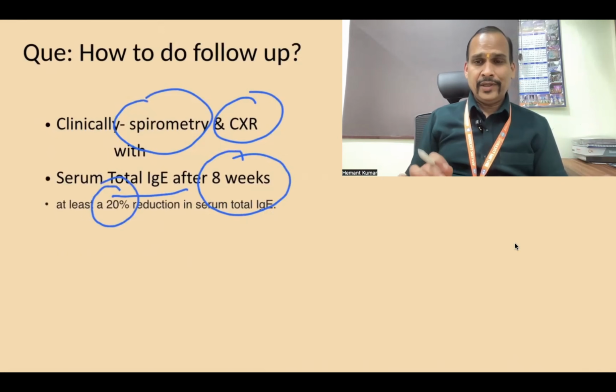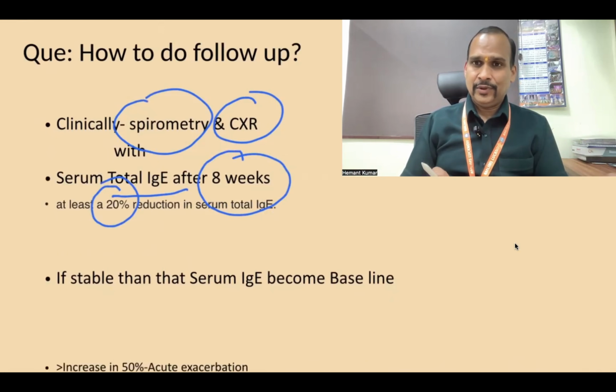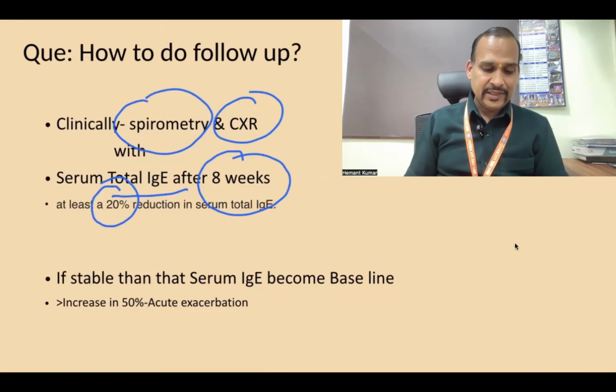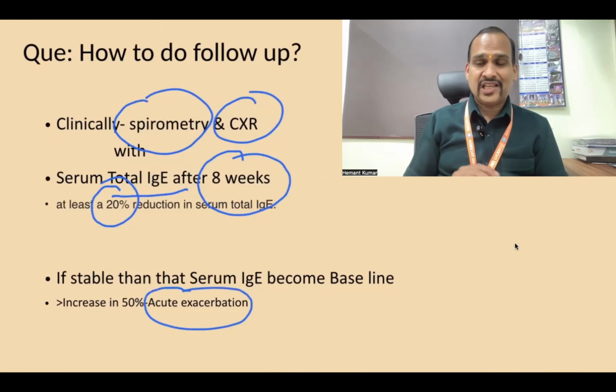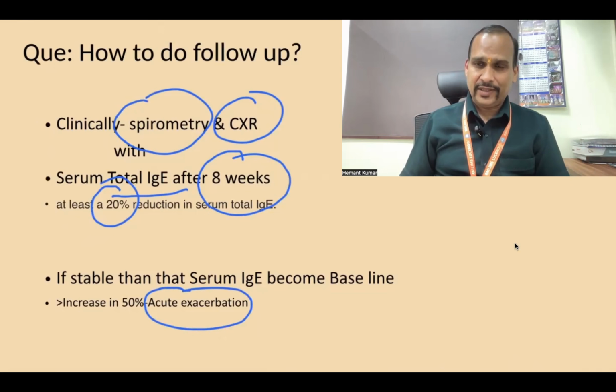So you have to remember two figures, 20% and 50%. If there is an increase by more than 50%, this is acute exacerbation, meaning the patient is not responding to treatment. If there is a reduction by 20%, it means there is response or treatment is working.